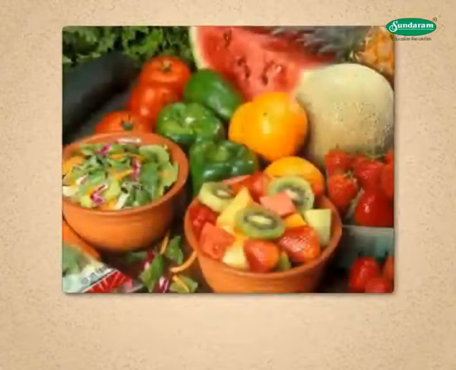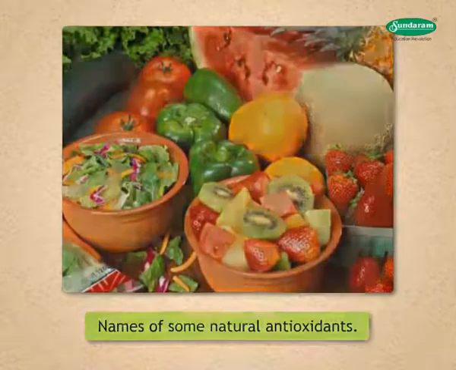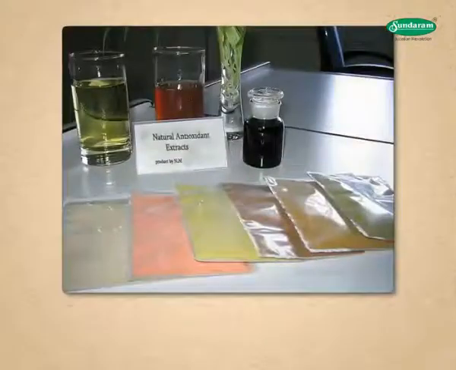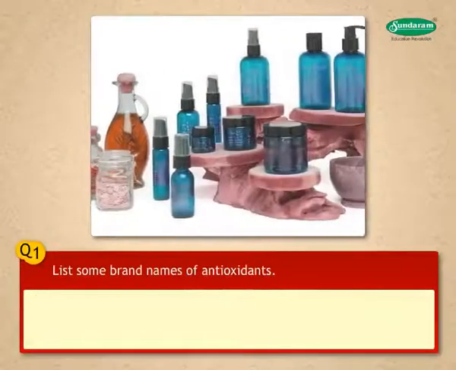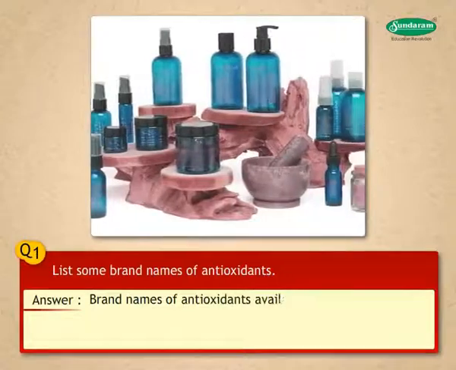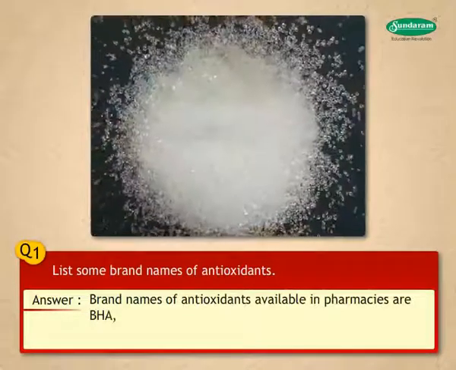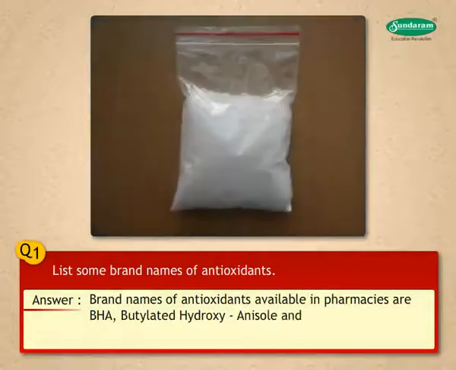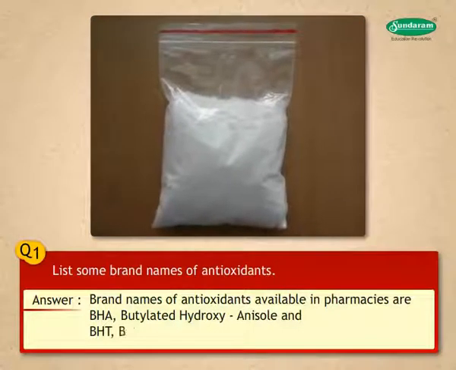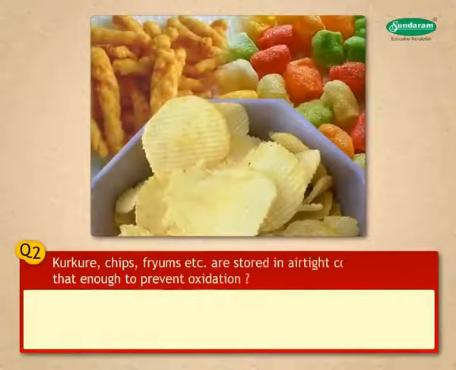Students, let us find out the names of some natural antioxidants. Nowadays, many antioxidants are available in pharmacies. List some brand names. Antioxidants available in pharmacies are BHA, that is, butylated hydroxyanisole, and BHT, that is, butylated hydroxytoluene. Kurkure, chips, fryums, etc.